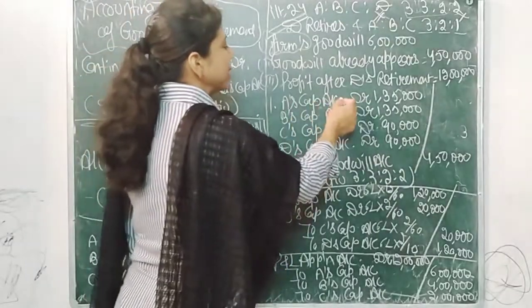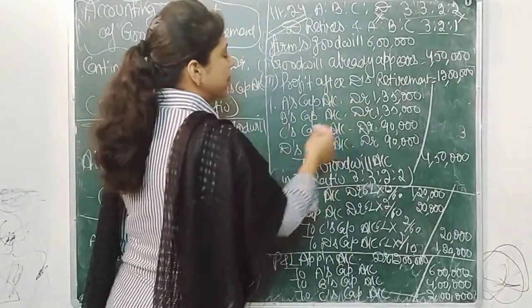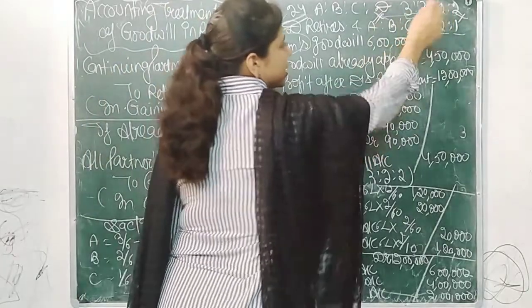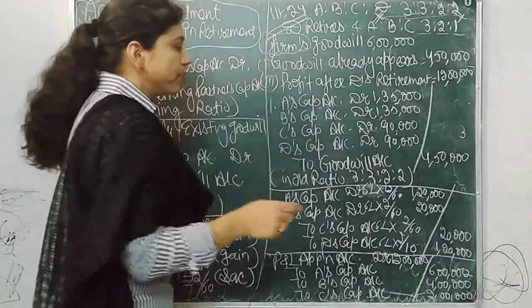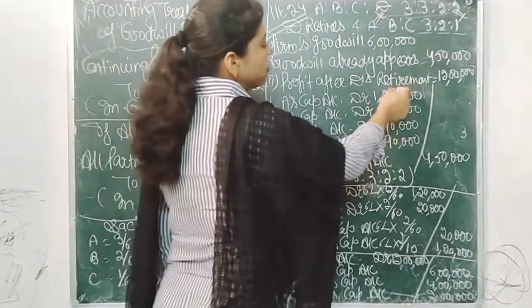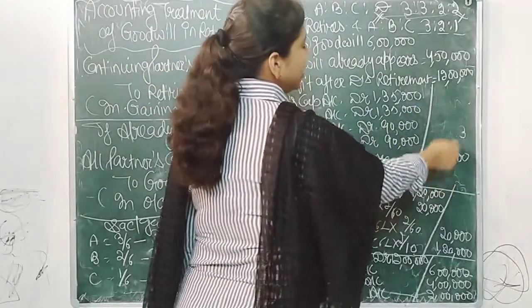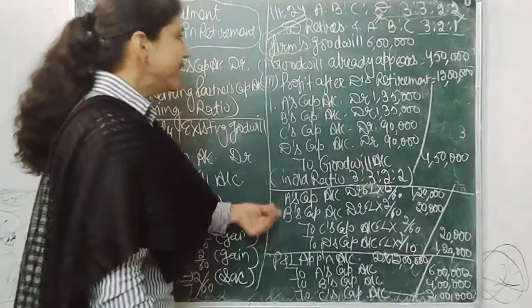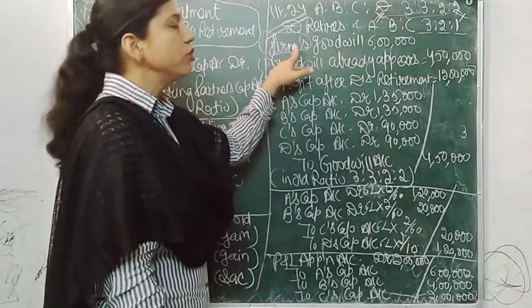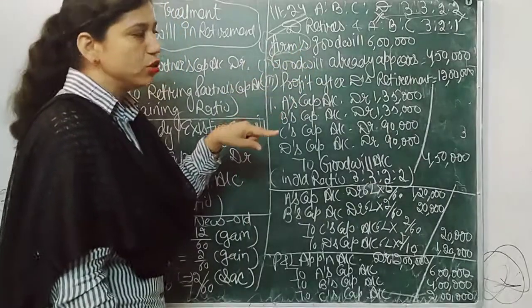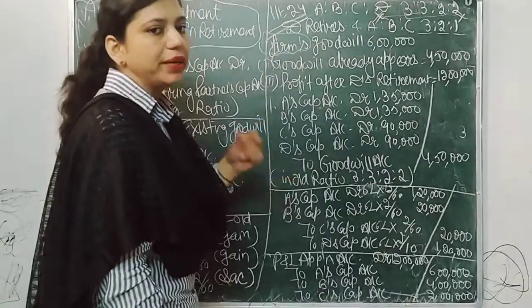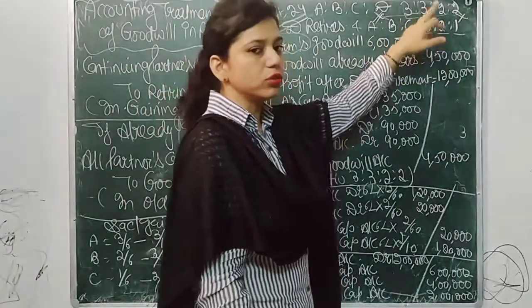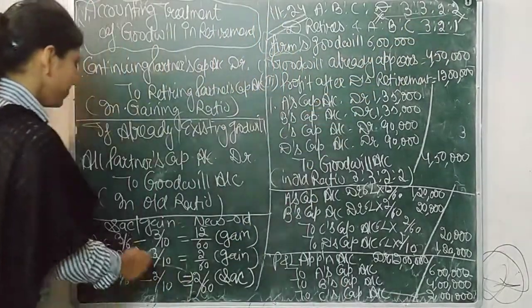A's capital account debit, B's capital account debit, C's capital account debit, D's capital account debit, in the old ratio 3:3:2:2, to goodwill. Old goodwill of 450 should be written off in 3:3:2:2. Next we have new goodwill. This goodwill should be divided in gaining ratio. So we have to calculate the gaining ratio. As I told you, gaining ratio is equal to new minus old. So we just calculate here.